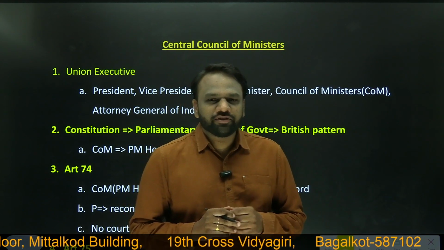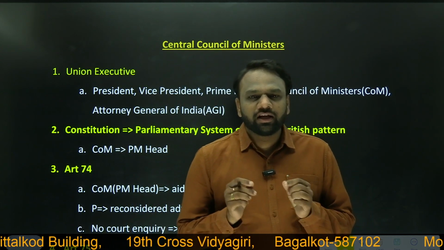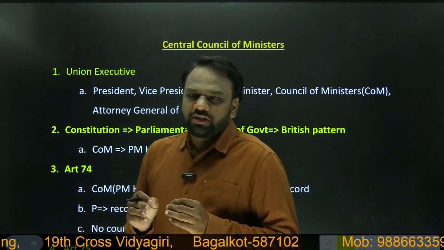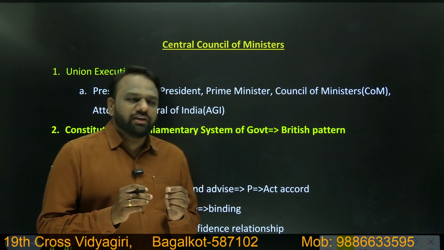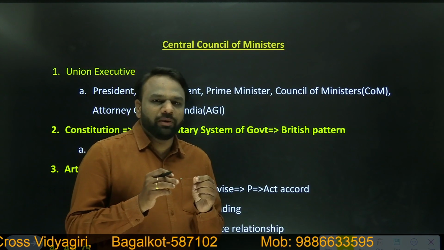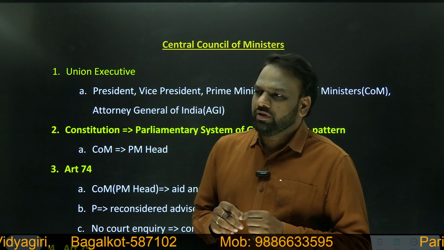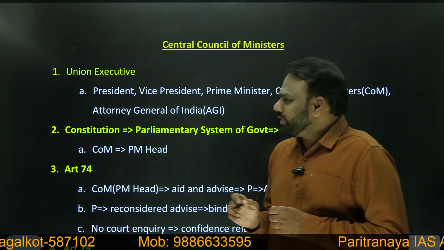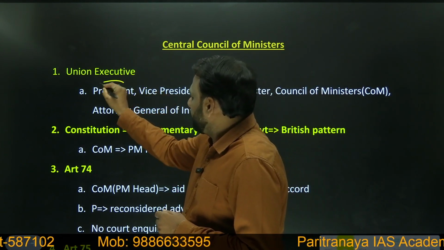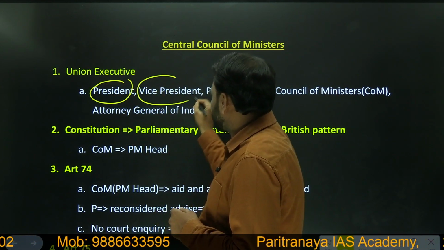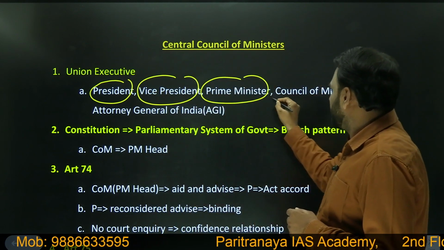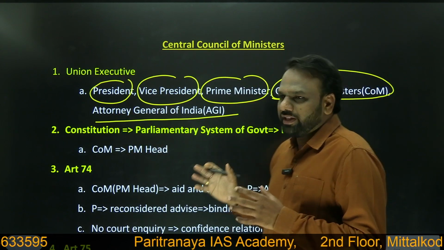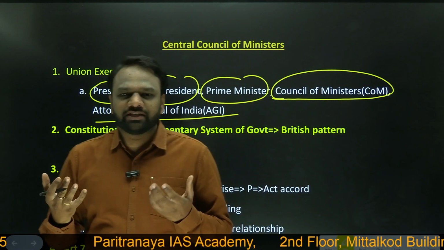In this class, we shall discuss about the Central Council of Ministers. When it comes to executive, Central Council of Ministers plays a very important role and is an important part of Union Executive. Already in the previous classes, we have seen what is Union Executive. Union Executive consists of President, Vice President, Prime Minister, Council of Ministers, Attorney General of India. Together we refer to them as Union Executive.